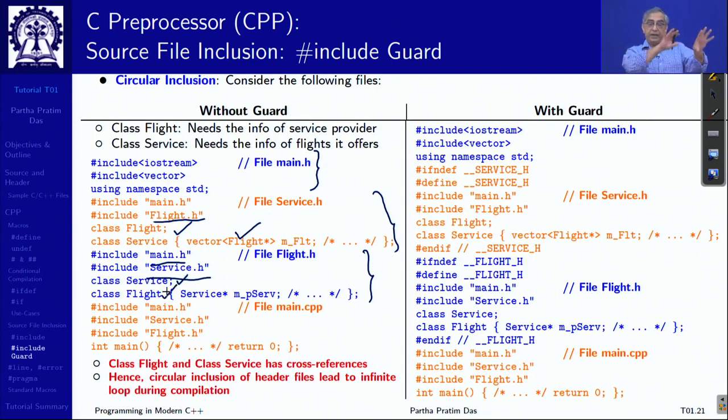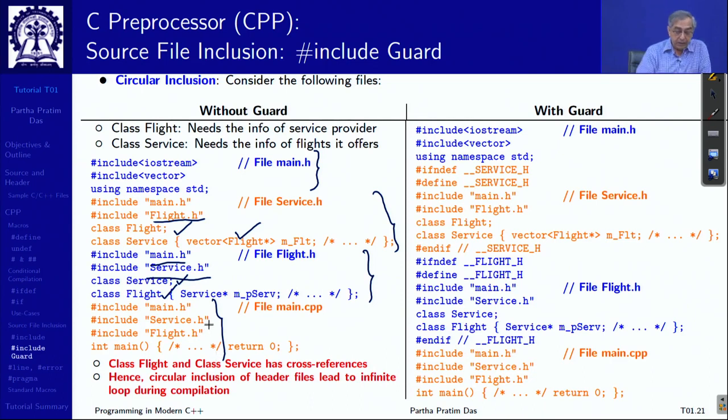So, what is there is a flight, there is a service. The service needs to know the flight, and the flight needs to know the service. So, the header of flight includes the service, and the header of service includes the flight. Now, naturally when you write the main, you will include both of them, right, because there are cross references.